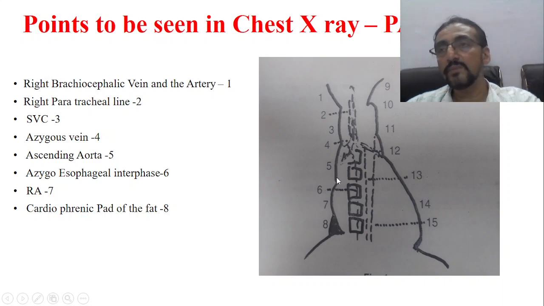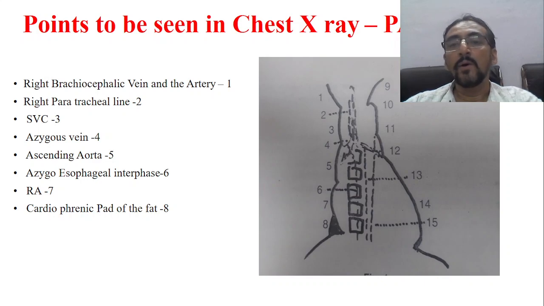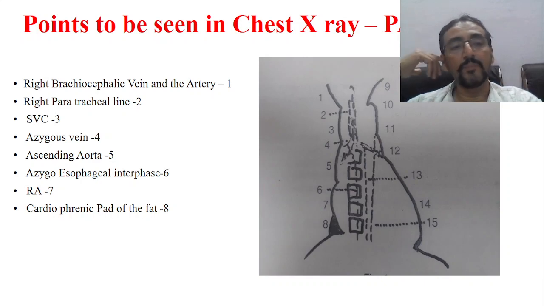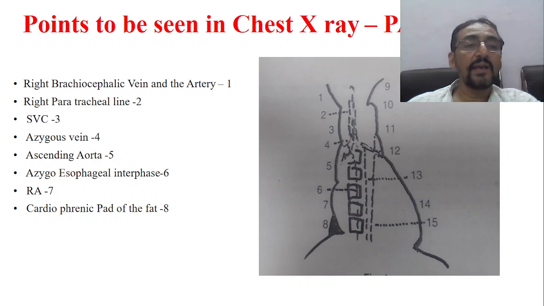So if you want to see some of the problems related to the ascending aorta, or if in number 5 you have got any problems, then it is called ascending aorta problems we have to see. Another is the azygoesophageal interface, that is number 6.